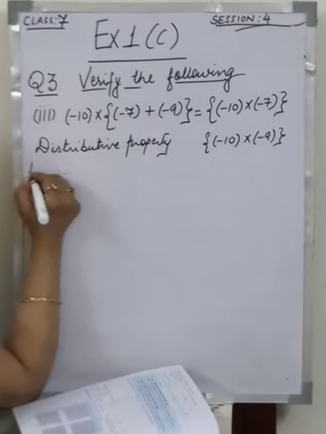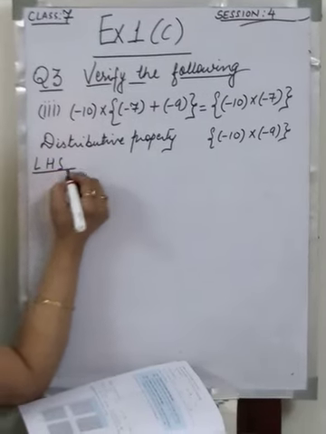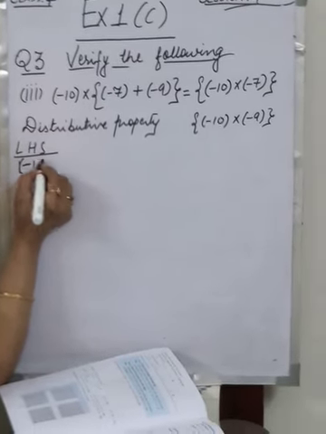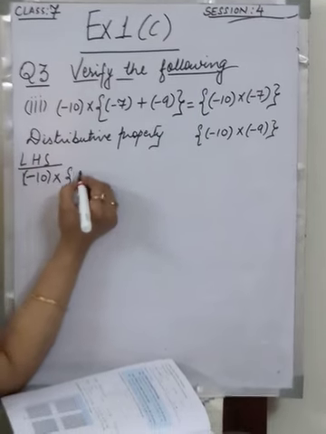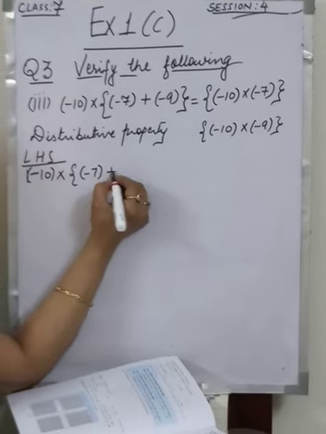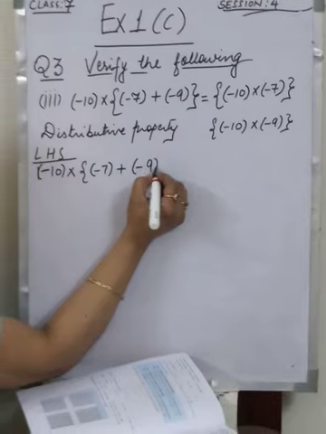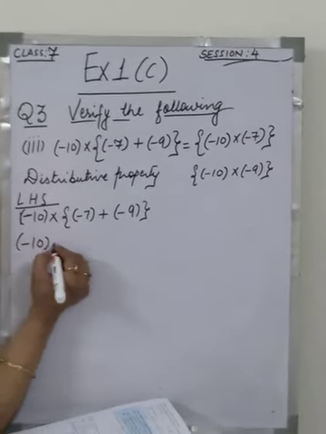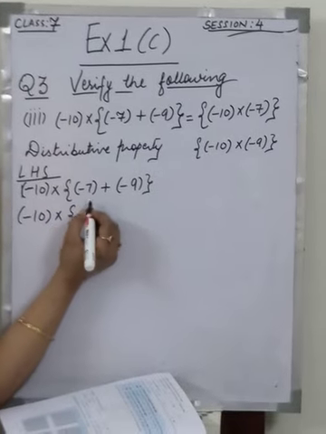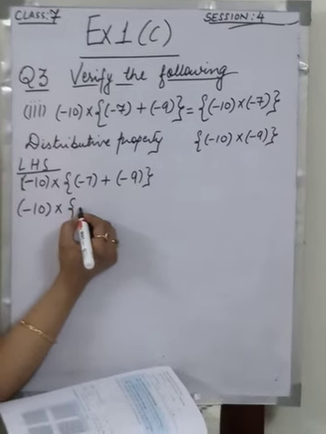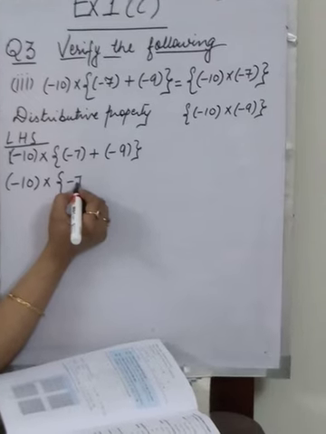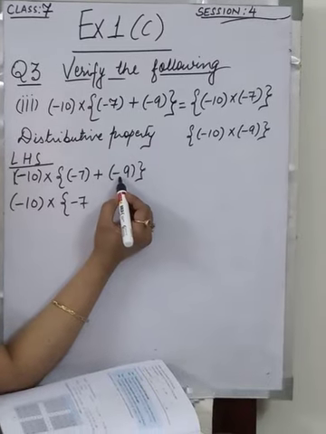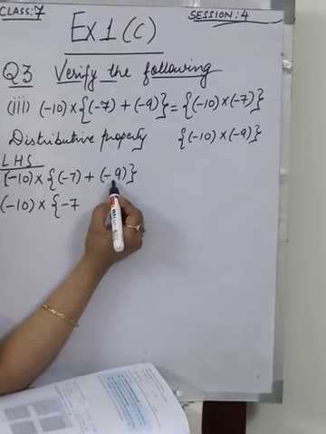So I start with the LHS part. Firstly, we copy down the LHS part. Minus 10 into minus 7 plus bracket minus 9. Firstly we solve the curly bracket. So we solve it. Negative minus sign, we remove the bracket sign and we write the minus sign. Minus 7 as it is. Now this is plus and this is minus.